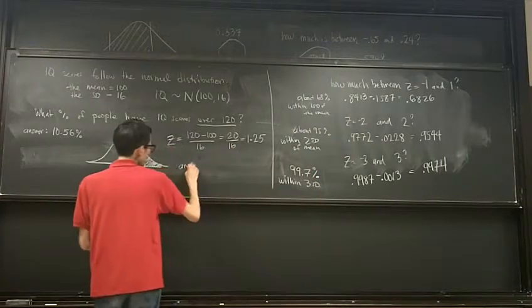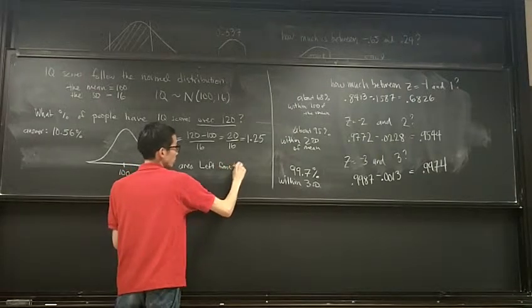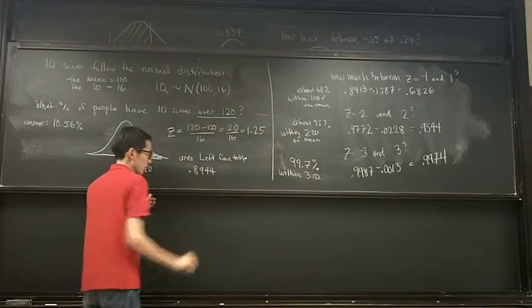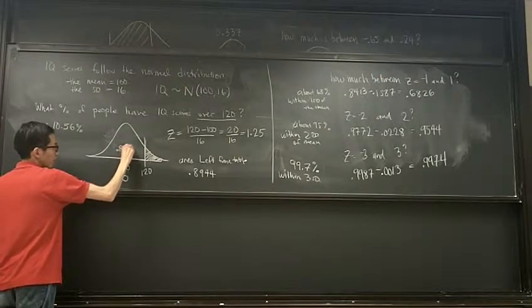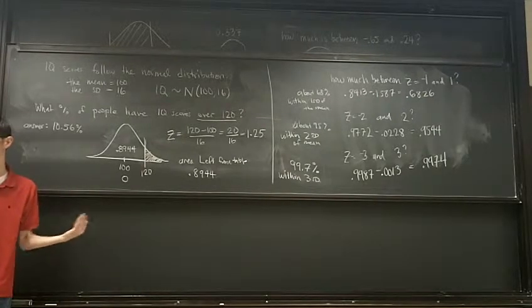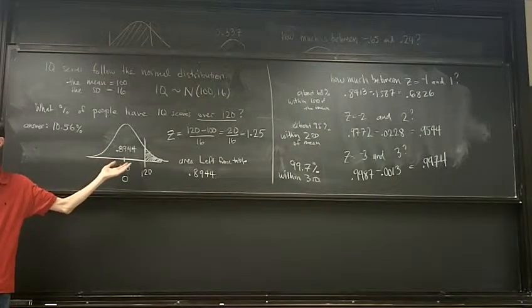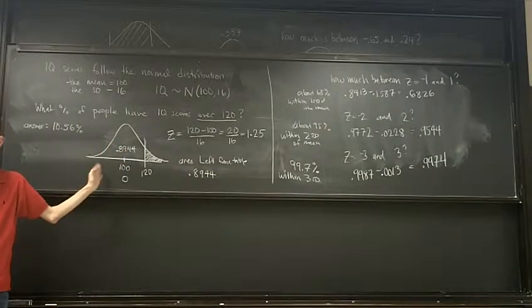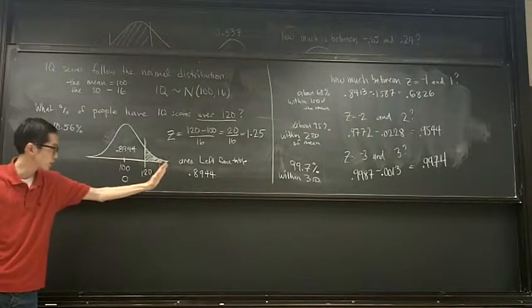And so the area to the left, remember the table always gives you the area to the left, from the table is equal to 0.8944. So 0.8944 is over here. This is the area to the left of 120. What percentage of people have IQs less than 120? 89.44% or 0.8944. Almost 90%. What percentage of people have IQs over 120?